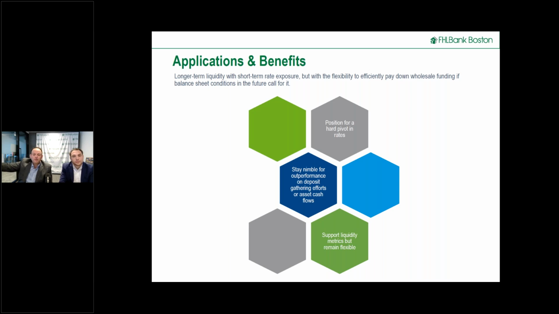And a topic for another day, maybe for our August peer analytics webinar, is the prospect that deposit cost may still go up even as we start to see some rate cuts. There's some dynamics at play. So we would want a 100% beta. A 100% beta isn't great when rates are going up, but when rates are going down, 100% beta is the best game in town. And that's what a floating rate advance will give you. Staying nimble on deposit gathering efforts or asset cash flows.